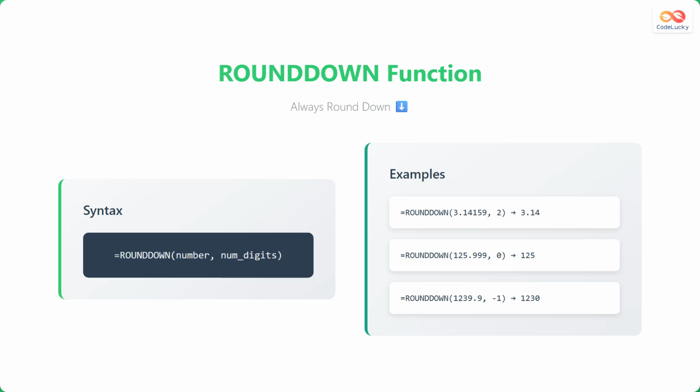=ROUNDDOWN(3.14159, 2) results in 3.14. This rounds the value 3.14159 down to 2 decimal places. =ROUNDDOWN(125.999, 0) results in 125. This rounds the value 125.999 down to the nearest whole number. =ROUNDDOWN(1239.9, -1) results in 1230. This rounds the value 1239.9 down to the nearest 10.